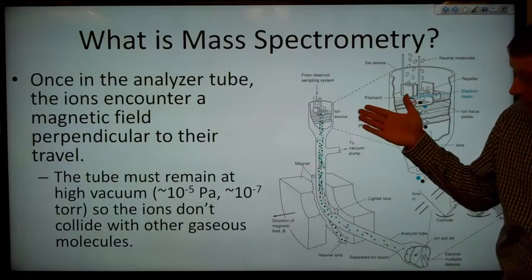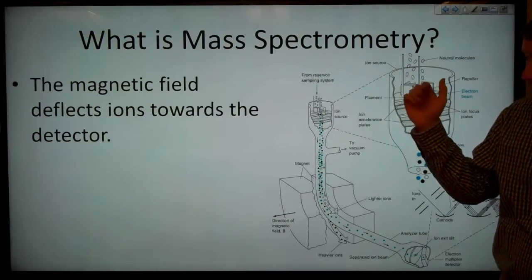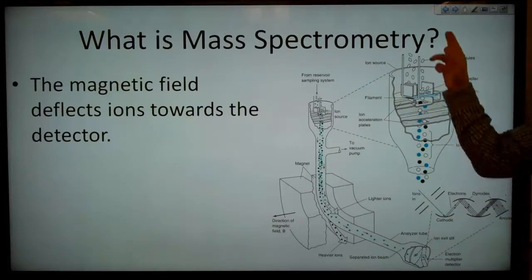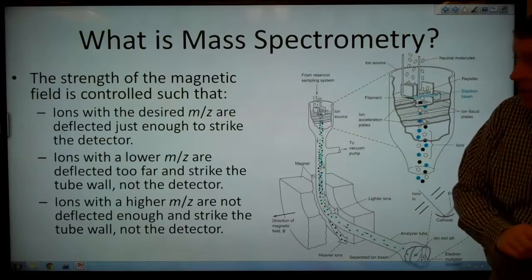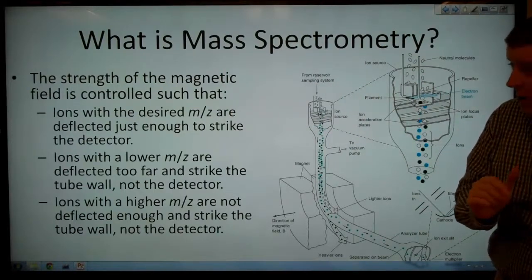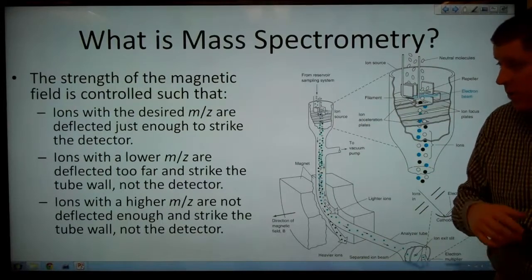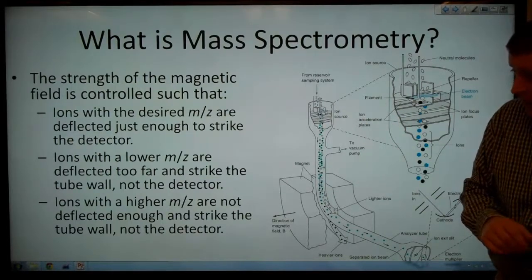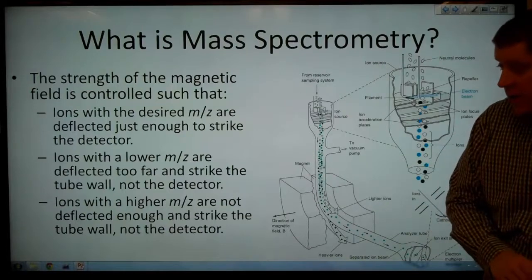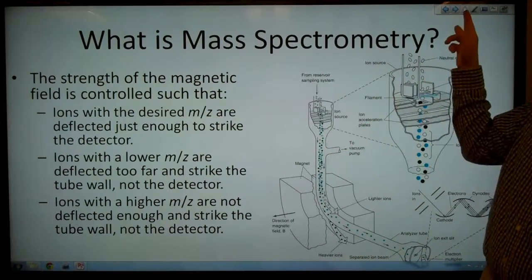In order that the ions don't interact with each other, the magnetic field then deflects the ions towards our detector over here, and we control the strength of the magnetic field such that the ions with our desired mass-to-charge ratio are deflected just enough to strike the detector. Ions with a lower mass-to-charge ratio are deflected too far and strike the tube wall, not our detector. Ions with a higher mass-to-charge ratio are not deflected far enough and strike the tube wall, not our detector.